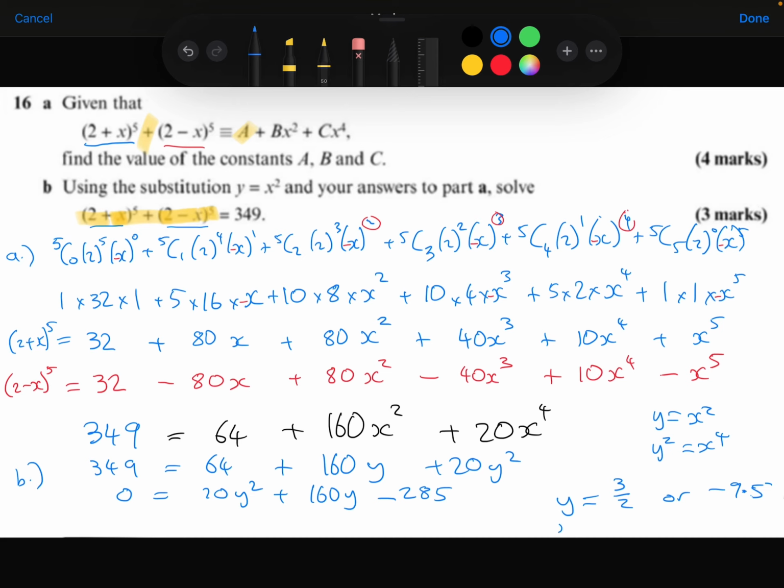So therefore, x squared is going to equal either 3 over 2 or x squared is going to equal minus 9 over 5. Now I know obviously I can't square root that negative number, so I'm going to ignore that. I can square root here though. So square rooting both sides, x is going to be equal to plus or minus the square root of 3 over 2. And there we go.